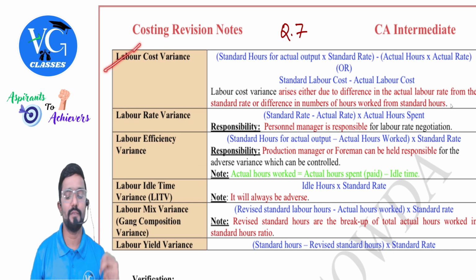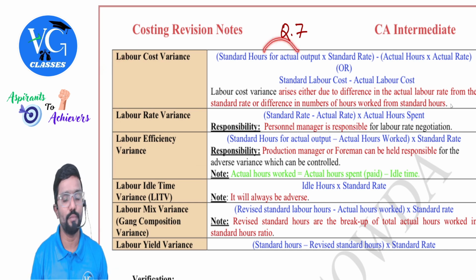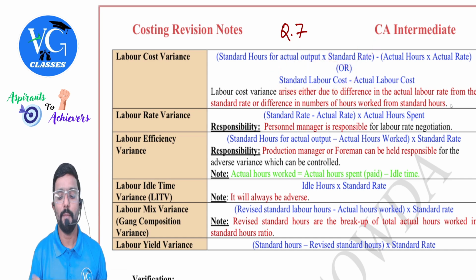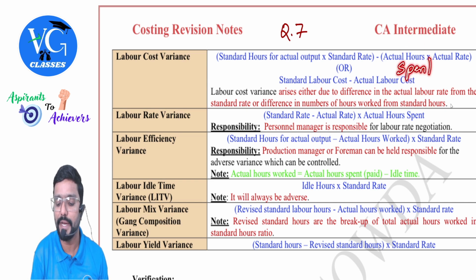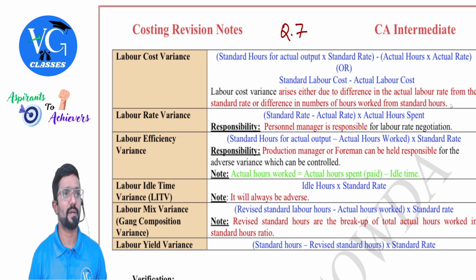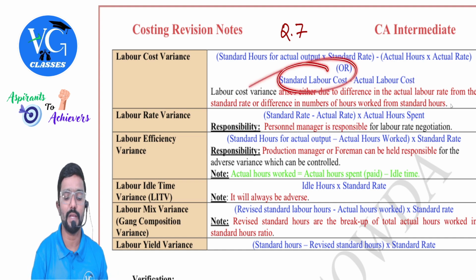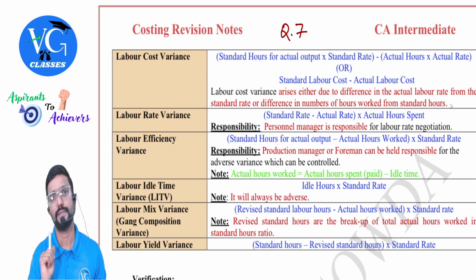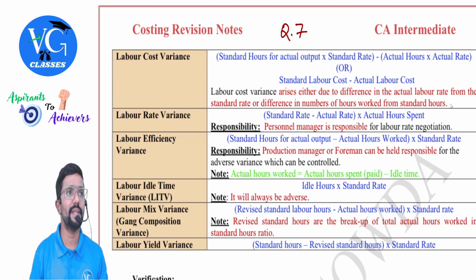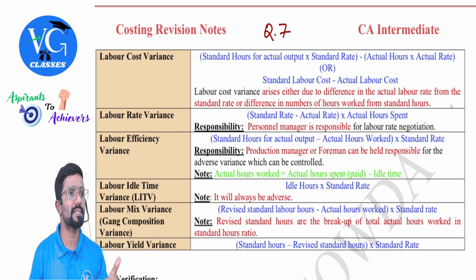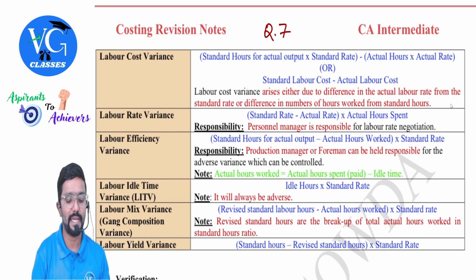Labor cost variance. What is the formula, sir? Standard hours for actual output into standard rate gives standard labor cost, minus actual hours into actual rate. And actual hours here means actual hours spent, because the payment will always be made for spent hours. That will give us actual labor cost. If actual labor cost is more or less than standard labor cost, then we get labor cost variance. And if there is labor cost variance, there will be two reasons for it, either the hours or the rate. Now let us calculate that.